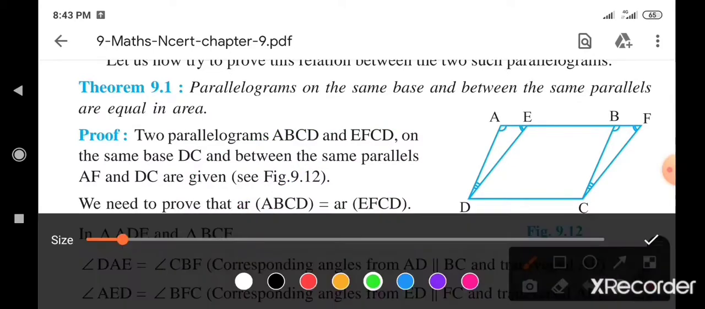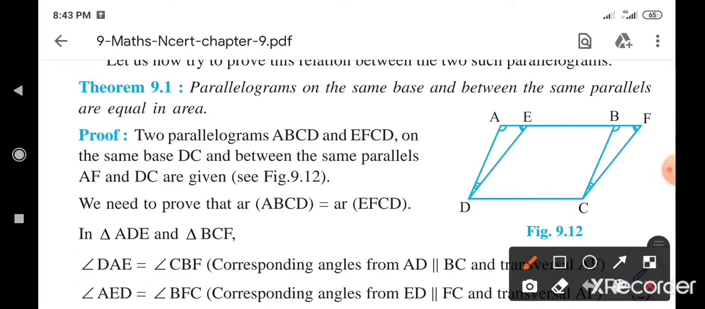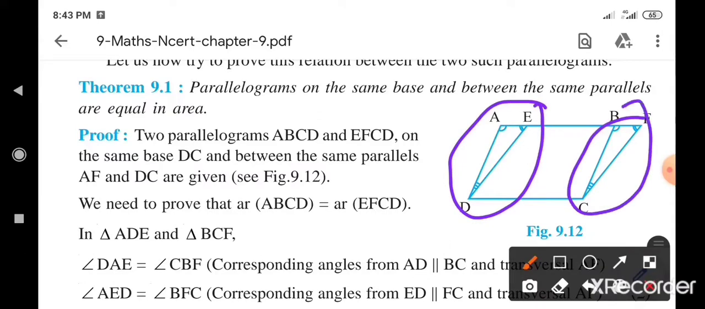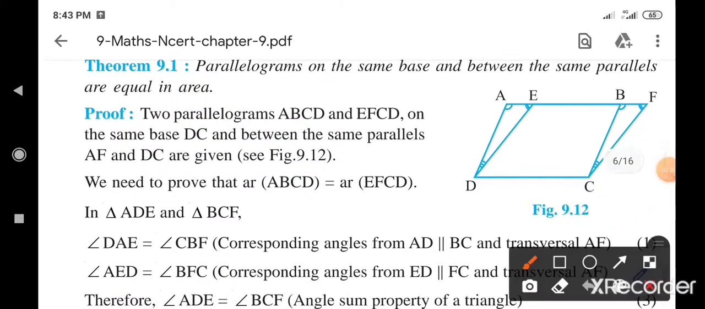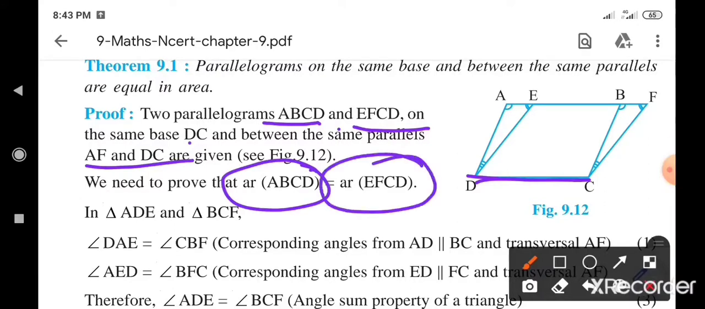In this theorem, first we have to make two triangles congruent, this one and this one, since we know that both are parallelograms. The parallelograms ABCD and EFCD are on the same base DC and between the same parallel lines, and we have to prove that the area of ABCD is equal to the area of EFCD. Now we will take two triangles.